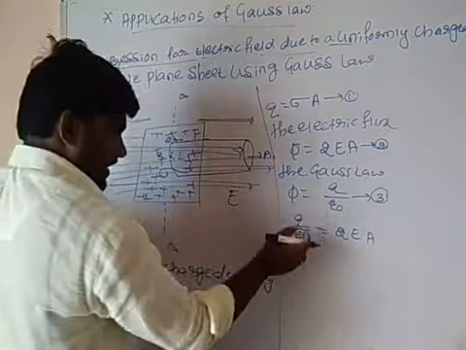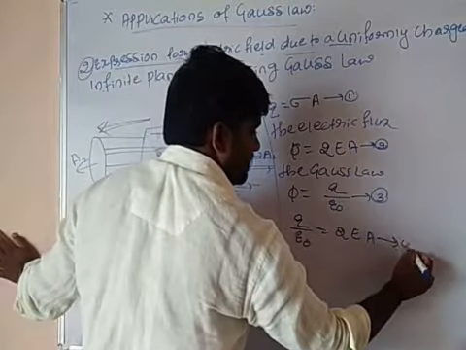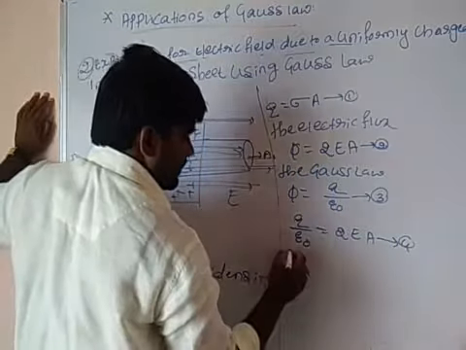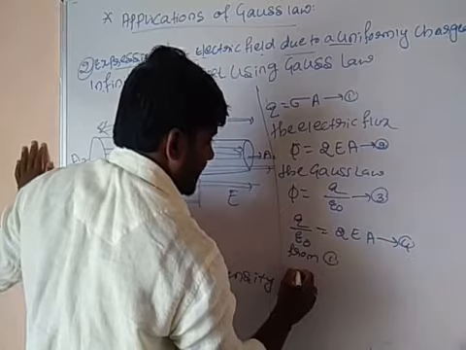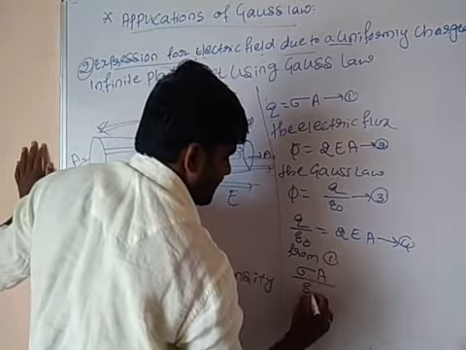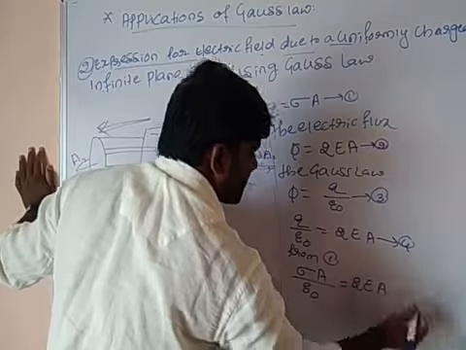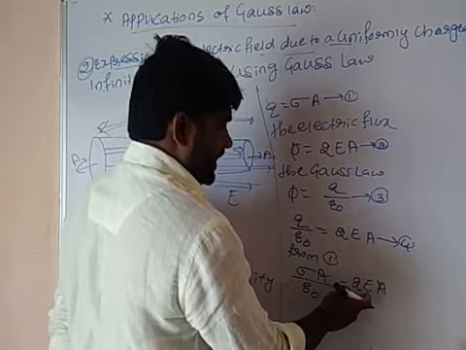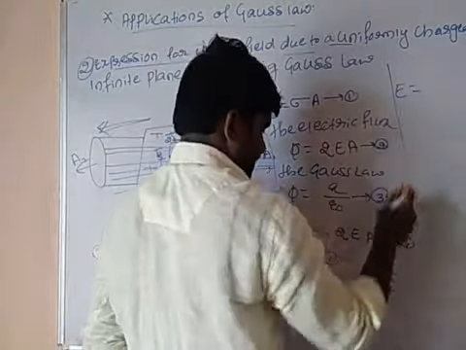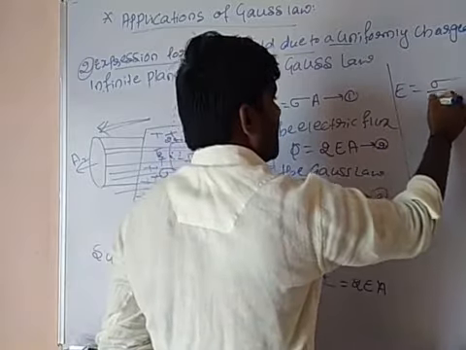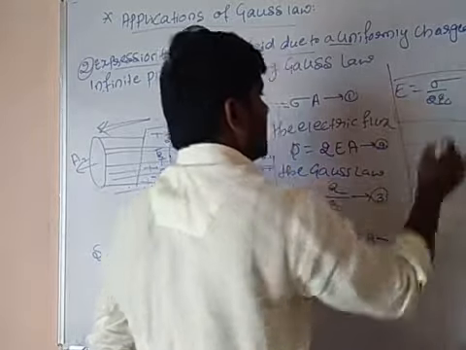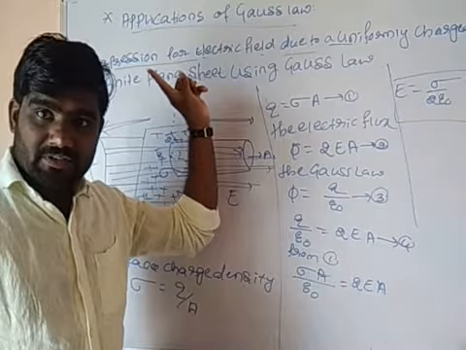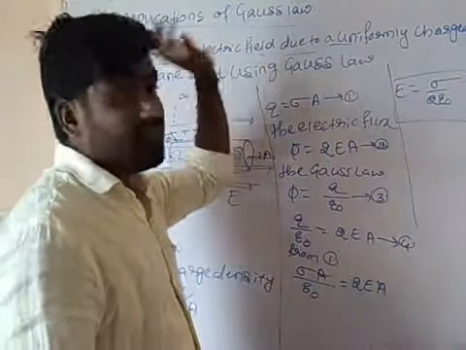Okay? What will be your E? Let us call this equation number 4. Q is equal to sigma into A, put this value from equation number 1. It will be sigma into A divided by epsilon naught is equal to 2 times E into A. Then A gets cancelled. Then what remains? E is equal to sigma divided by 2 times epsilon naught, which is the final expression for an infinite plane sheet.